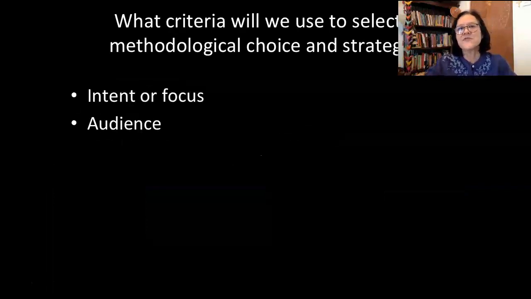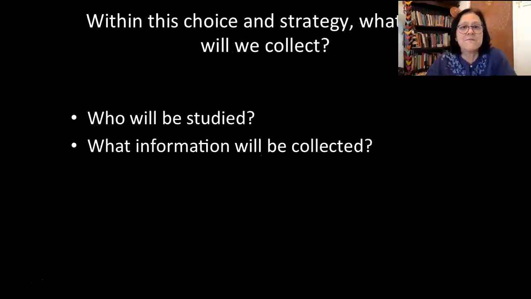Now, what are some of the criteria we will use to select a methodological choice and strategy? First, you want to know what is your intent and focus, which is why we did block 1 and 2. Then you need to know your audience. So that's very important. And you also want to ask who will be studied, what information will be collected, right? So what is the data that you are looking for? What is the object of research, right?